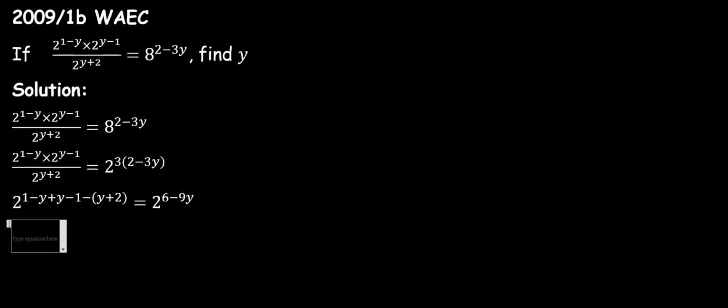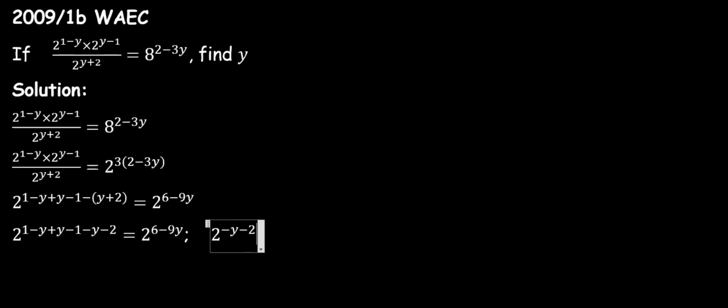Next, we do the simple arithmetic in the powers at the left-hand side. We now have 2 raised to power 1 minus y plus y minus 1. Opening up the bracket, we have minus y minus 2 equal to 2 raised to power 6 minus 9y. By simple arithmetic operation, our result will be 2 raised to power minus y minus 2 equal to 2 raised to power 6 minus 9y.